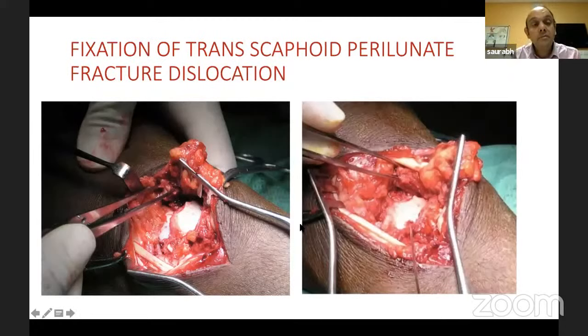And again, once you've opened it dorsally, you can see the whole carpus is sitting in the front. That's your scaphoid.